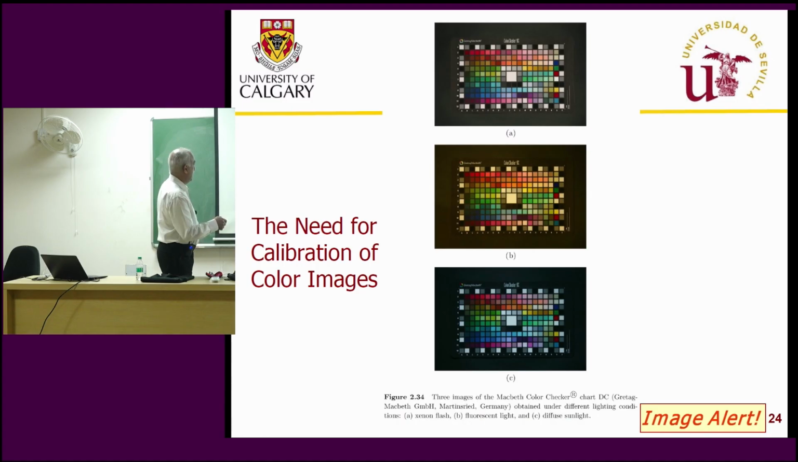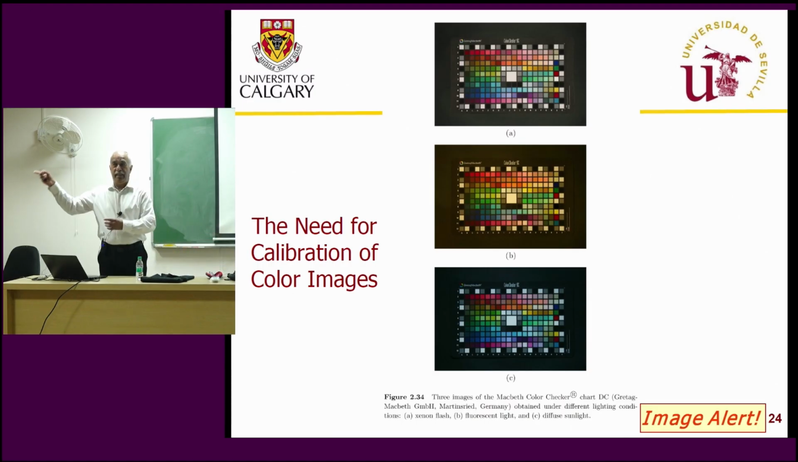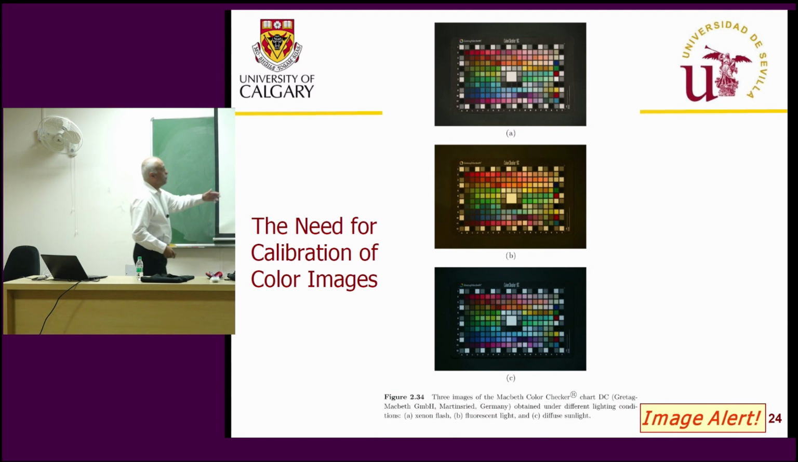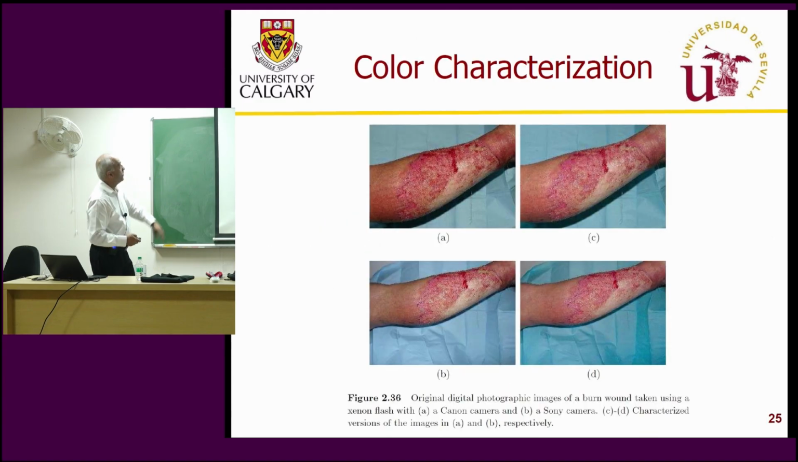So this is using what is called a xenon flash. This is fluorescent light. This is diffuse sunlight. So much difference, and that's why you want the sari out in the sunlight, assuming that to be the true color. So there is substantial variation. So you have to correct for that. If you have this color checker, then you say, okay, this is supposed to be that color, but I'm getting that color, so do some correction for that. So that is color calibration.